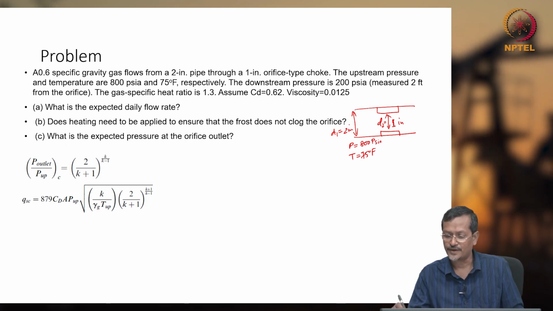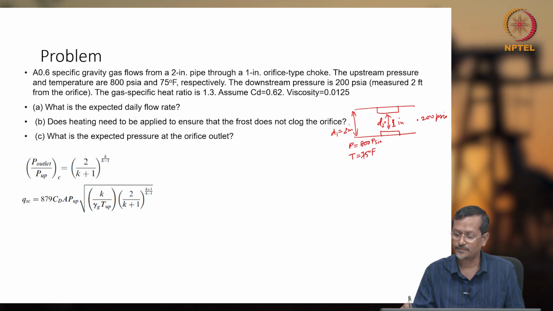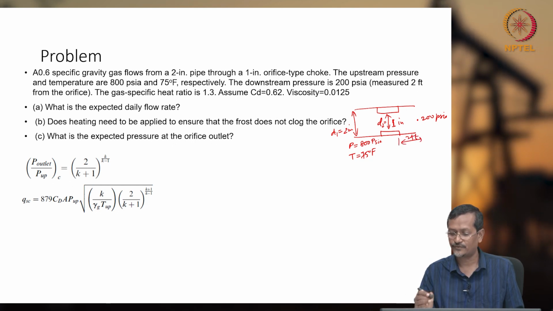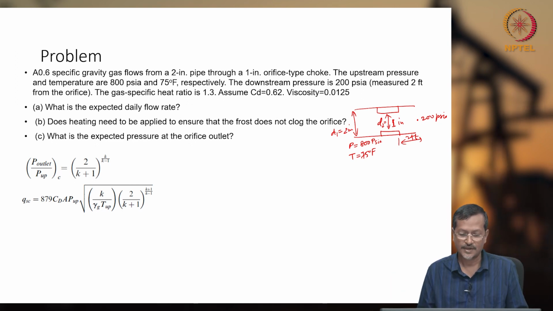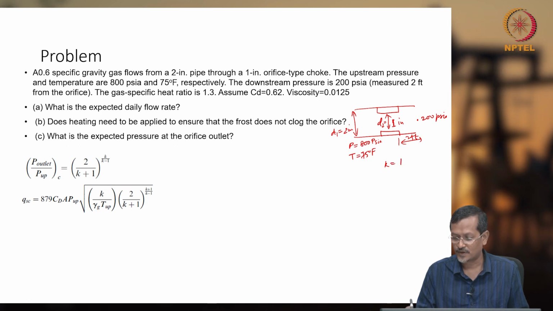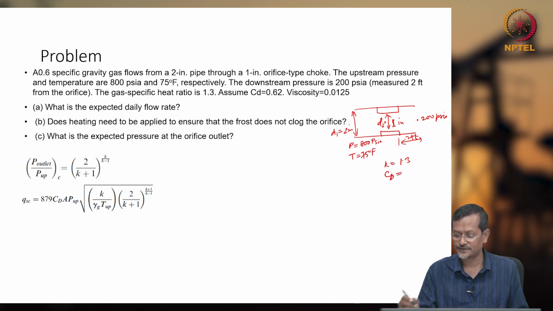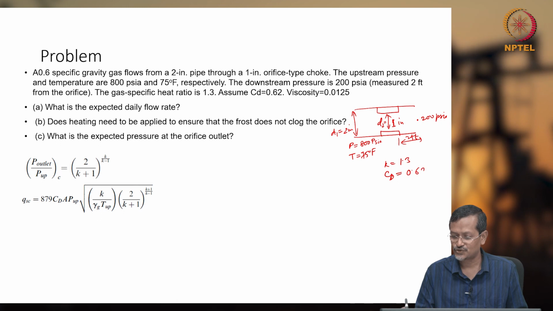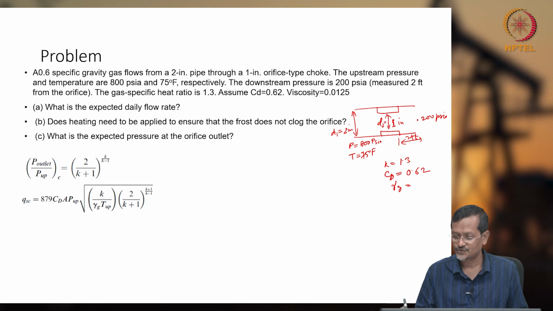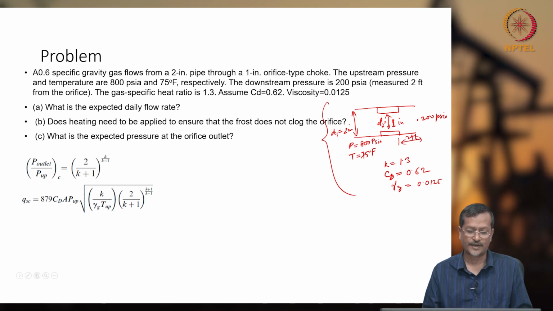The downstream pressure is 200 PSI, measured 2 feet from the choke or orifice. So this is 2 feet, far away from the choke restriction. The gas specific heat ratio K is given, 1.3. CD value you can calculate, or in this problem I have given 0.62, and viscosity of gas is taken as 0.0125. So using this data you have to calculate the expected daily flow rate.